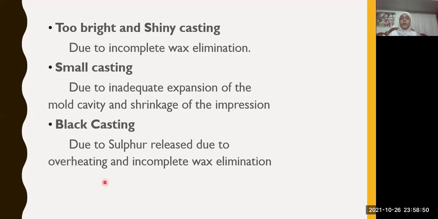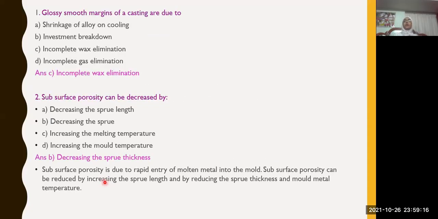Sometimes we can have a too bright and shiny casting, naturally because incomplete elimination of wax is there. And sometimes you have smaller castings. This mainly occurs because of the inadequate expansion of the mold cavity and the shrinkage of the impressions. So again, the liquid powder ratio has to be taken care of to avoid such problems. And you have black casting sometimes because of the release of sulfur as a result of incomplete wax elimination or overheating. Now let us see a few questions which have been asked in relation to these casting defects in the past few years.